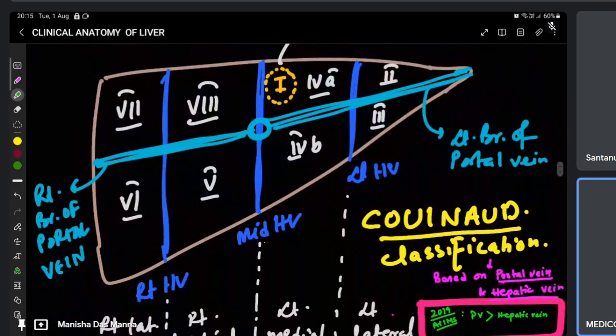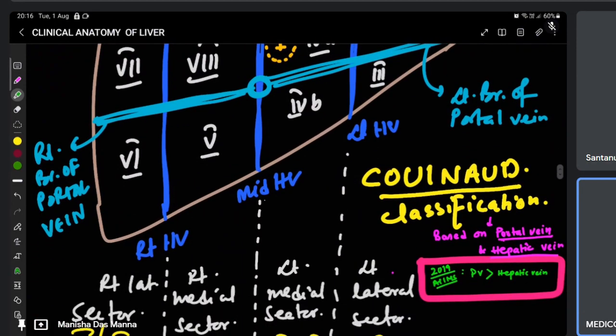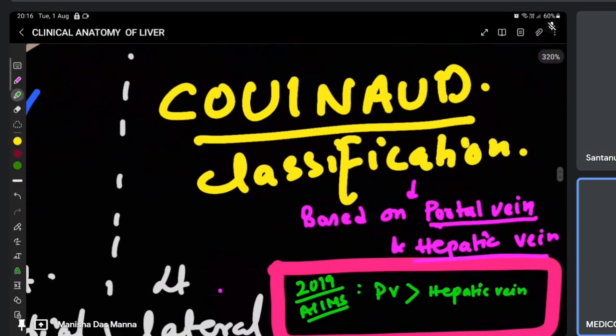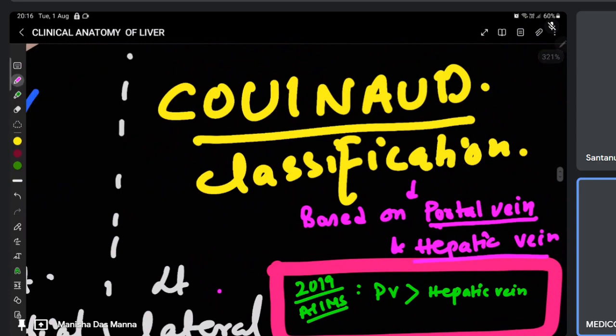Now, an important thing is Couinaud's classification. This classification is actually the clinical classification, and it is very important in surgery. So, what is the Couinaud classification? Couinaud actually classified the liver into various lobes, and this classification is based on the portal veins and hepatic veins.